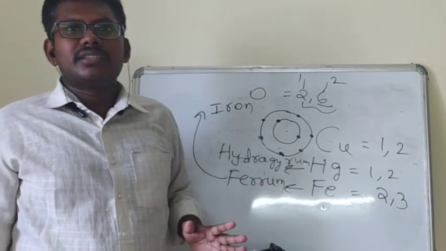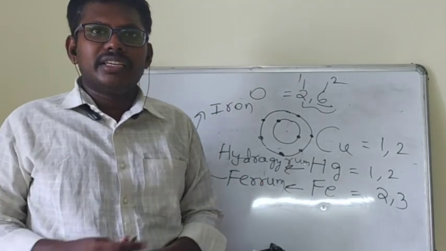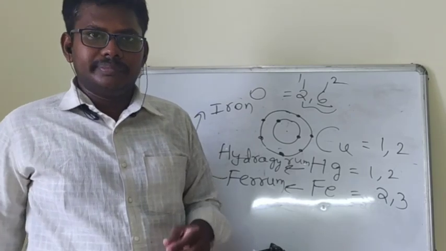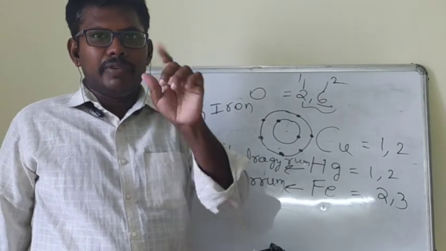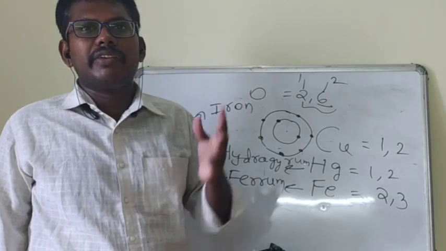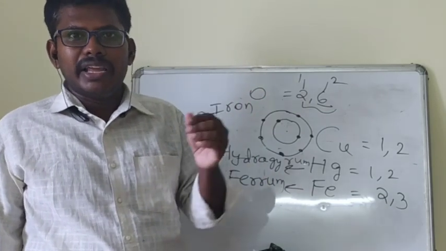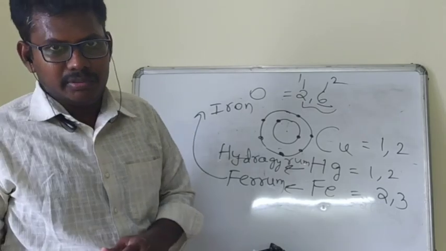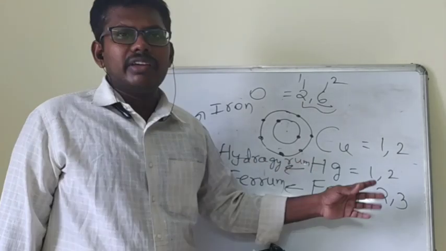Most of the elements have one valency. What does that mean? They have only one valency. One valency is not the number 1. Some elements have two valencies, and some elements have valency three, like that. But these elements have variable valency.